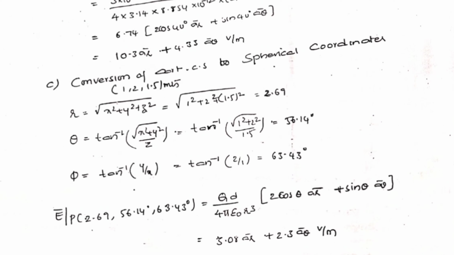r equals the square root of x square plus y square plus z square. Substituting, the square root of 1 square plus 2 square plus 1.5 square equals 2.69. Theta equals tan inverse of the square root of x square plus y square, divided by z, so theta equals 56.14 degrees. Phi equals tan inverse y by x, that is tan inverse 2 by 1, which is 63 degrees. Therefore the electric field at point P can be given by the same formula. By substituting those we can obtain 3.08 AR plus 2.38 A theta volts per meter. This is the numerical problem related to the dipole.